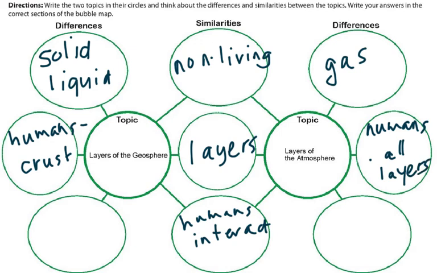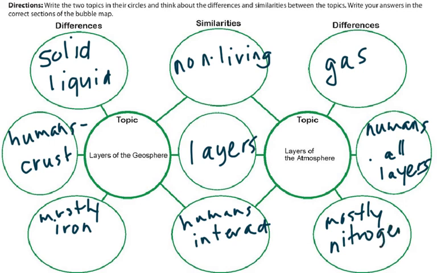Finally, let's talk about composition. The Earth really is mostly iron. That's why magnets are attracted to it, by the way. And the atmosphere, as we saw, mostly nitrogen. Can you think of any other similarities and differences?